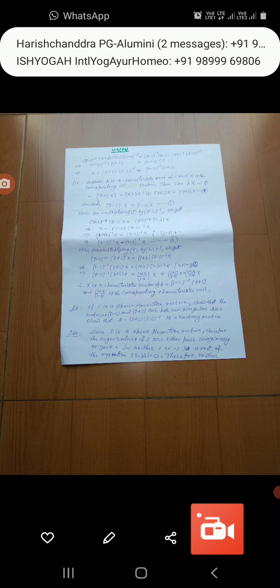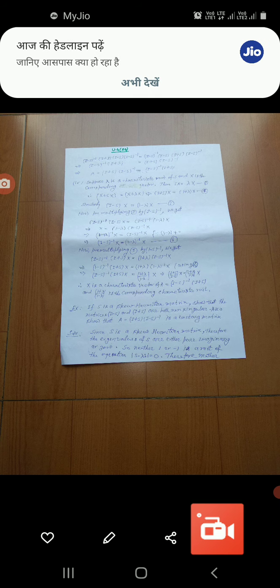Now if x is a characteristic vector of A, therefore (I minus S) inverse (I plus S) and (1 plus lambda) upon (1 minus lambda) is the corresponding characteristic root. So this is very important for you. Prepare these questions. We will consider the last example.